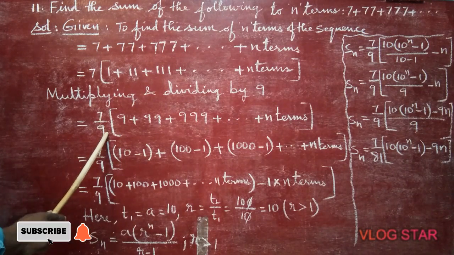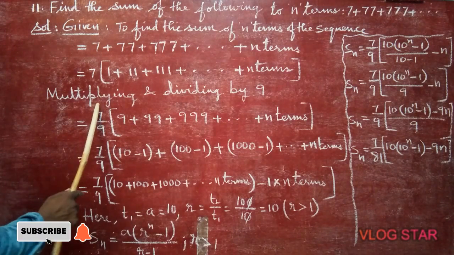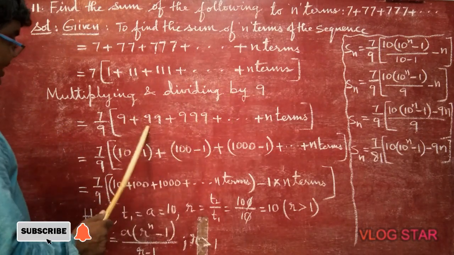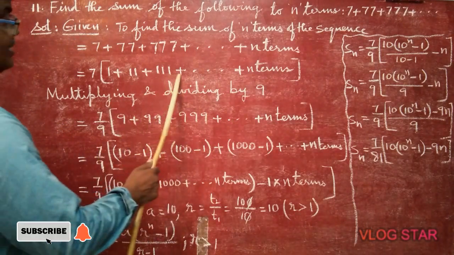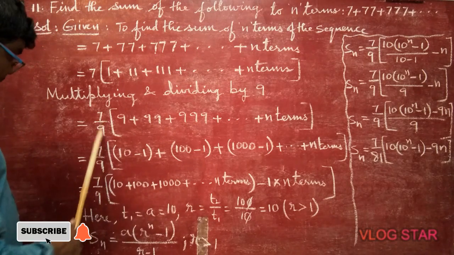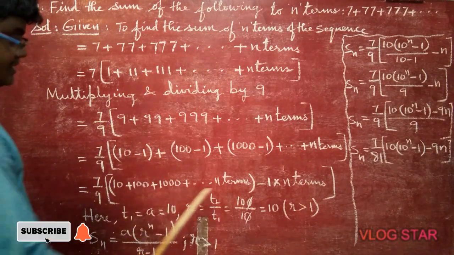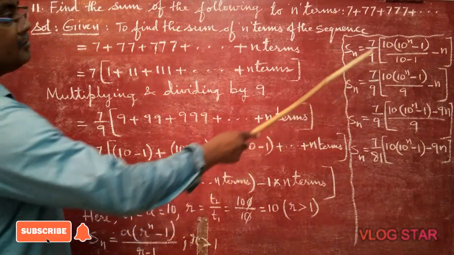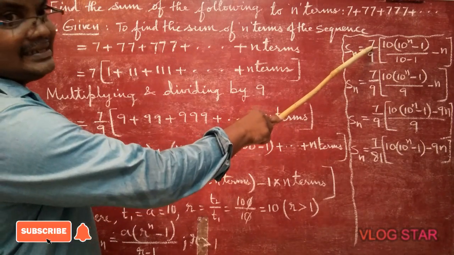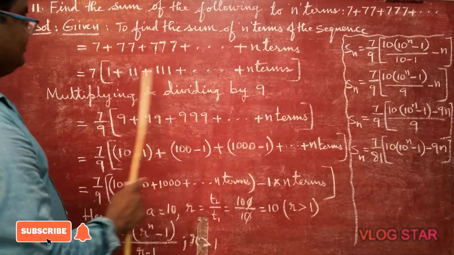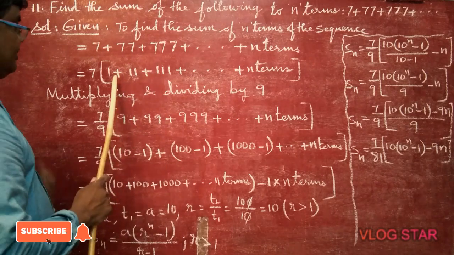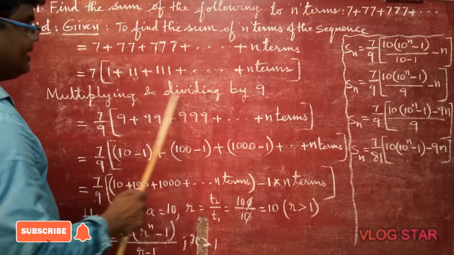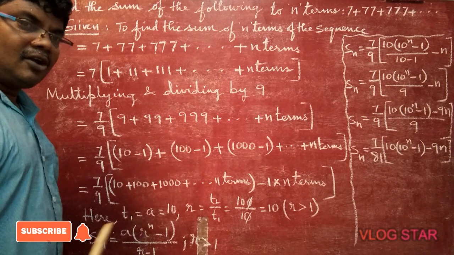So 1 by 9 will come here, not 7 by 9. Multiplying and dividing by 9, you multiply and automatically divide. And again it will come 1 plus 11, 111. So 1 by 9, 1 by 9, 1 by 9 will come. The same procedure here also; in the place of 7, 1 will come. Are you able to follow? 7 I did, 1 I did. This multiplying and dividing is common for all.